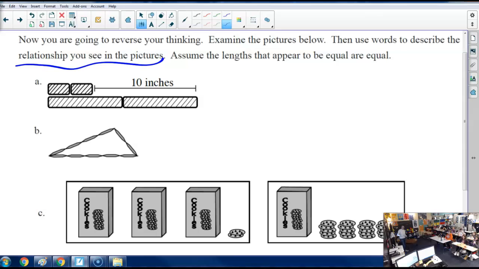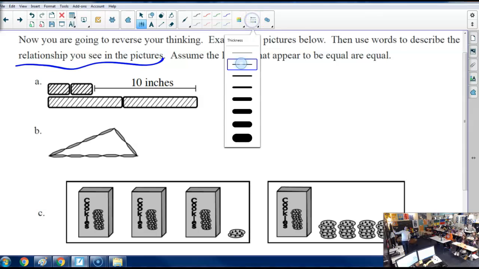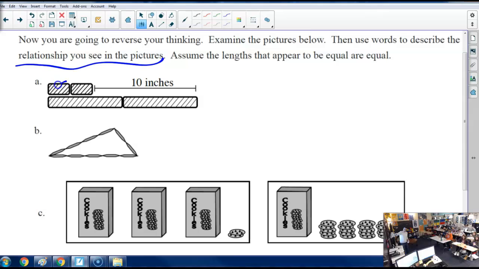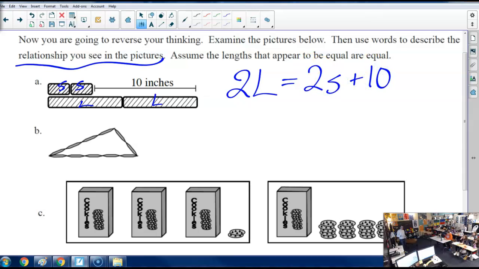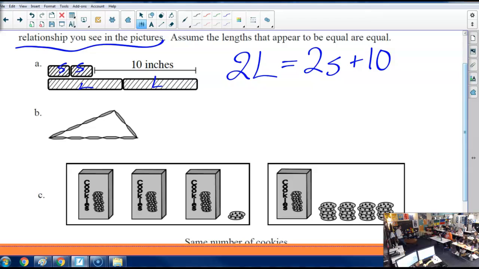So, for example, A, if we call these shorts, and I think we started this last week, right? Did we label these last week? Yeah. A is showing us 2 longs equal what? 2 shorts and 10 inches. So, what I want you to try to do real quick for B and C, if you didn't get a chance to do it last week, is what are those relationships? And if you don't know B, there is a distinct relationship there. We are just getting deeper into triangles, so we'll talk about that. There is something good to write down there.